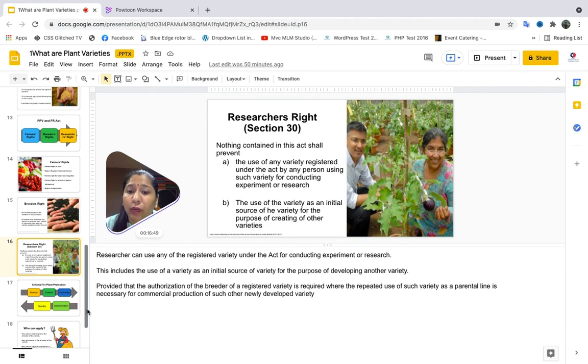A researcher can only use the registered variety under the Act for conducting experiments, and he or she must have authorization of the breeder of a registered variety if a repeated use is being done.